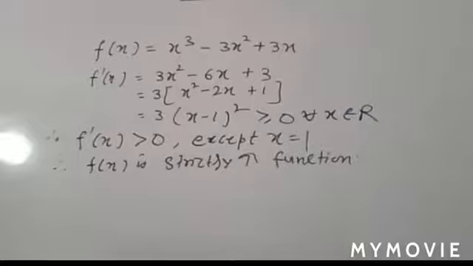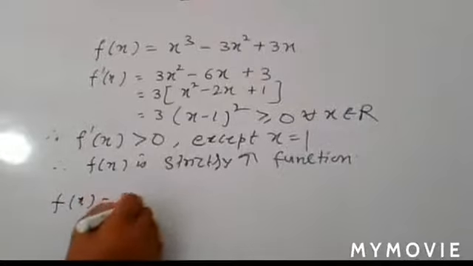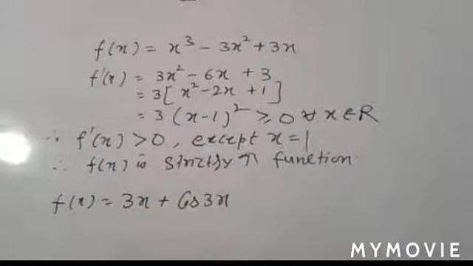So you write the next one. Prove that f(x) is equal to 3x plus cos 3x is increasing on R. You have to prove this result.